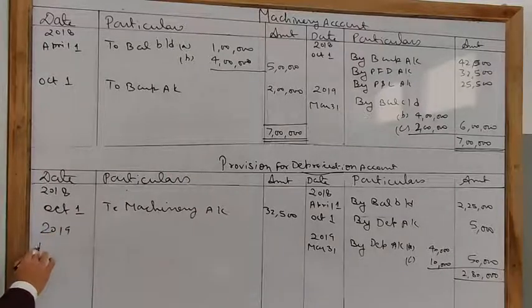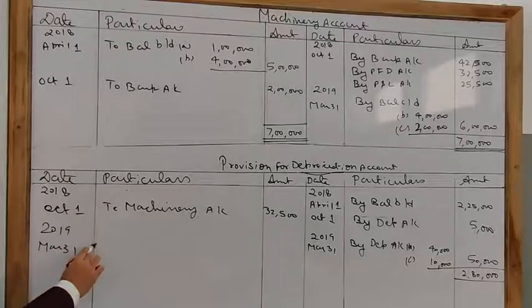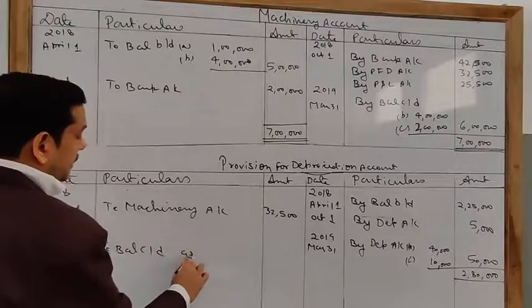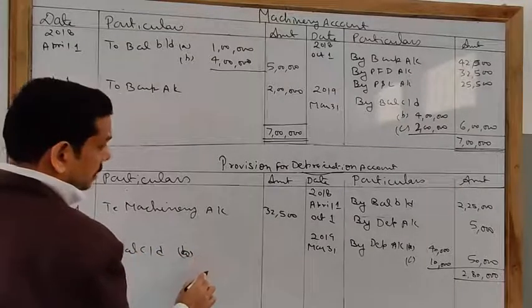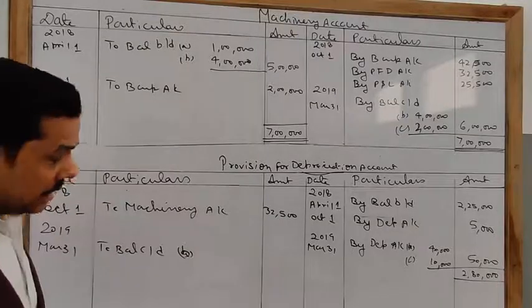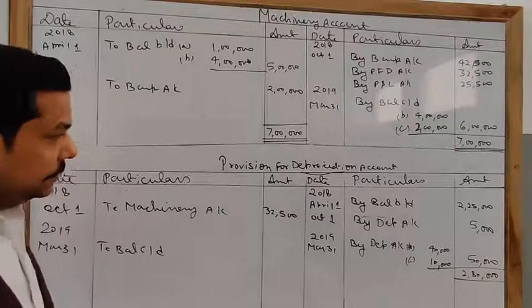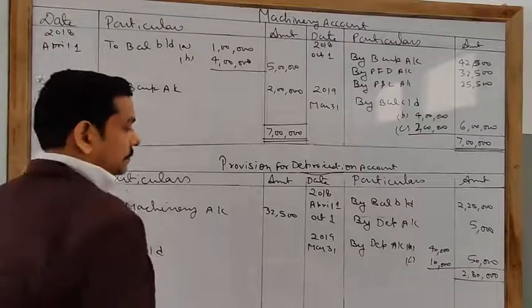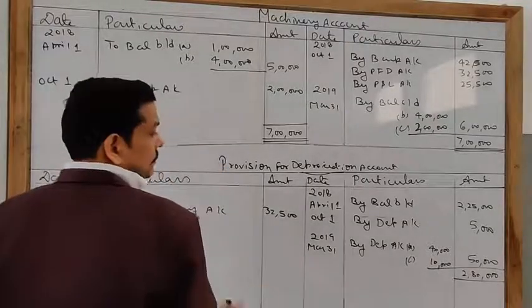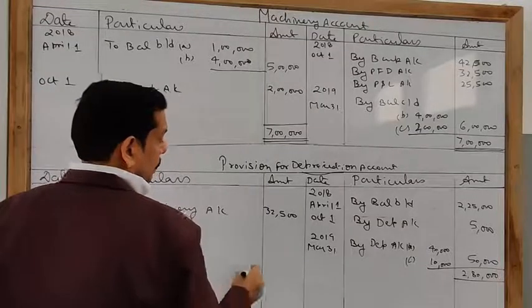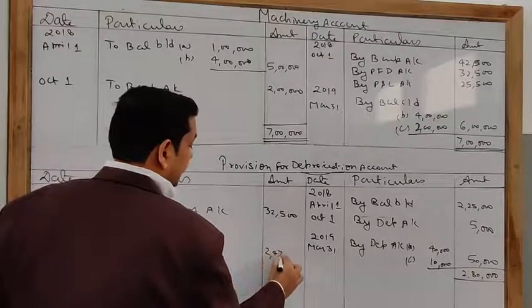2019 March 31st to balance c/d. Write both the balance over here, B machine. Okay, just make it total. 280 minus 32,500. So 247,500.